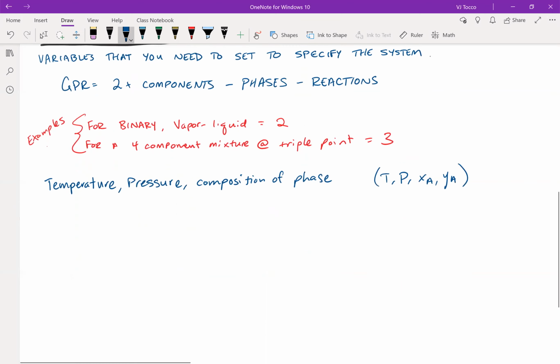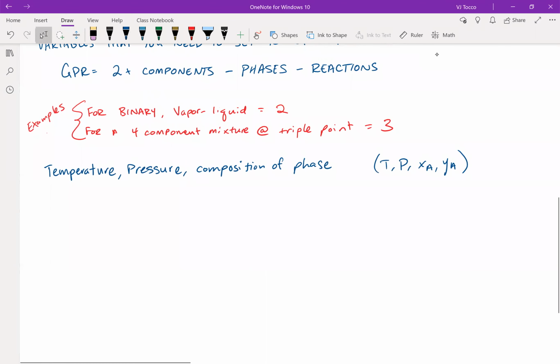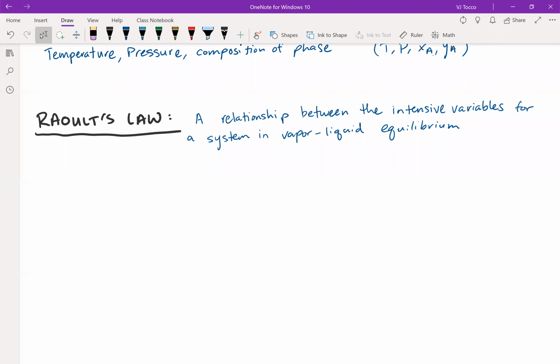And that empirical relationship is called Raoult's law. So Raoult's law is YA times the pressure is equal to gamma A XA PA star. This is something you'll learn about in phase equilibrium. You learn about the origins of this Raoult's law. So this is Raoult's law written for component A. I can also write Raoult's law for component B. YB times the pressure is equal to gamma B XB PB star of T.